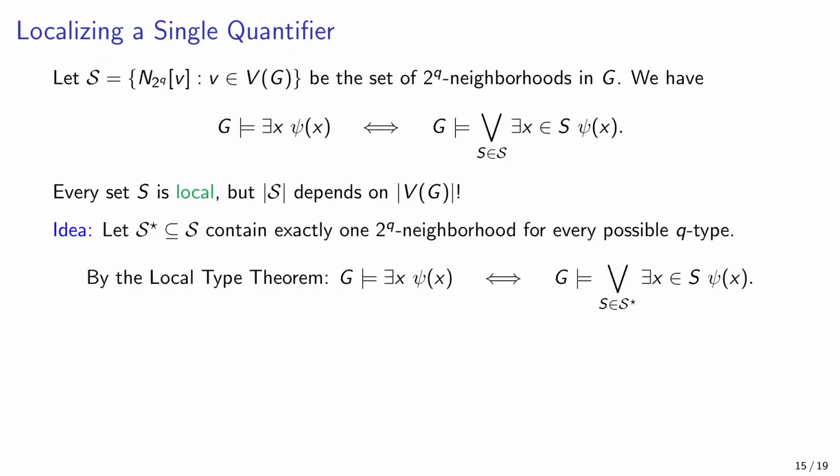So what we are doing is we do not keep all the neighborhoods, but we keep only one neighborhood of every q-type. And now, by the local type theorem, what we have is that if two neighborhoods have the same q-type, then either both will contain a fitting witness x or none of them will do. So the formula we get will still be equivalent. What we have now is that the number of neighborhoods we keep only depends on q, because for a fixed quantifier rank q, there's only a fixed number of q-types that we need to consider.